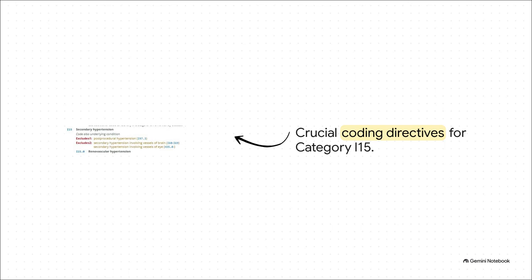Now pay close attention to this specific guideline directive. See that massive red flag right under the I-15 heading? It says "code also underlying condition." That's a mandatory dual coding rule. You absolutely cannot just drop an I-15 code on a chart and call it a day. The system demands that you report what's actually causing the high blood pressure. If you miss this, you're looking at instant claim denials and some potentially huge DRG mismatches. You'd basically be telling the payer, hey, the patient has a secondary condition, without telling them the primary driver. It just doesn't make sense.